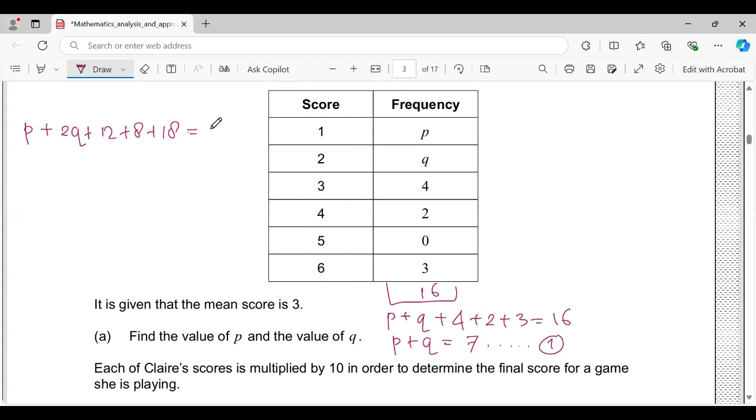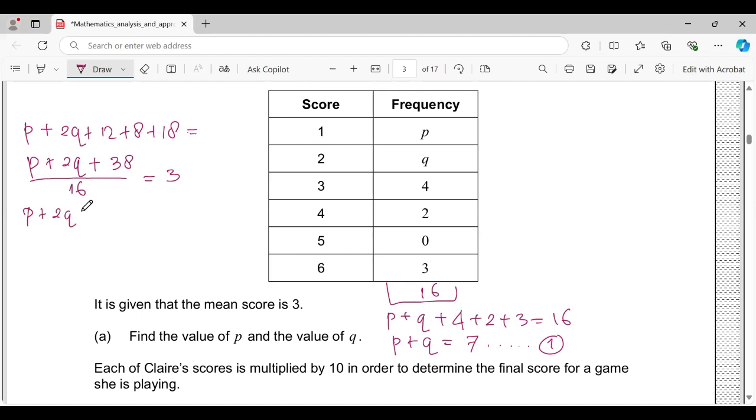equals P plus 2Q plus, how much is 12? 38. Okay, plus 38, over this one over 16, equals, according to this information, that mean score is 3.